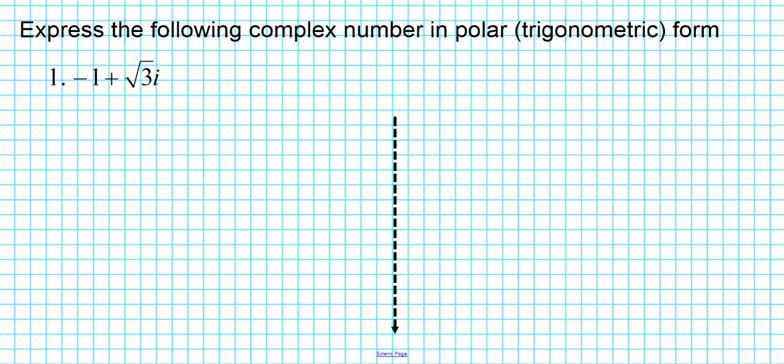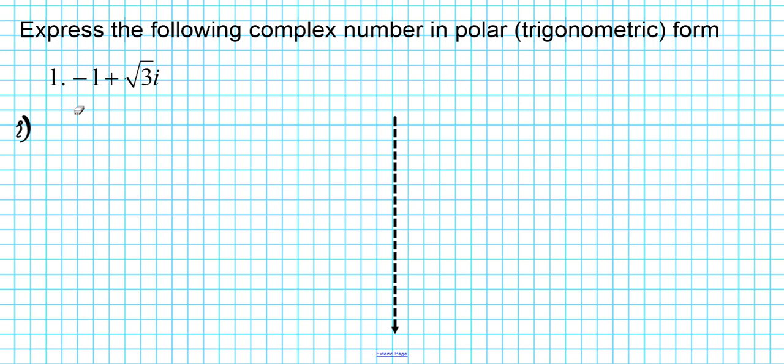All right, let's take a look at question number 1. The task is to express the following complex number, which clearly is in rectangular or standard form, in polar form. We have to convert it into polar or trigonometric forms. Okay, so what is the first step? Step number 1 is to find a and b. Okay, we need to determine what a and b are.